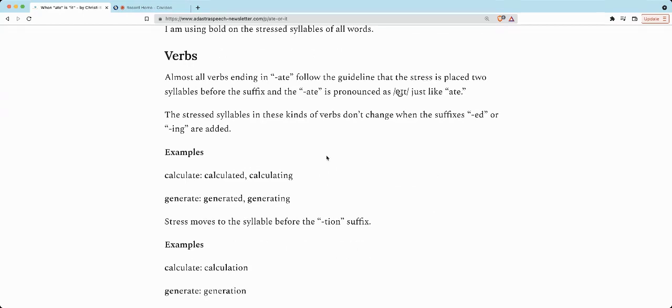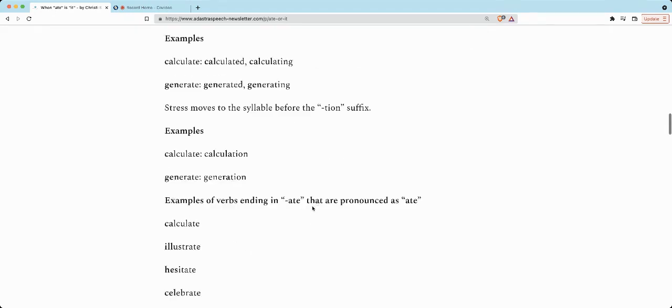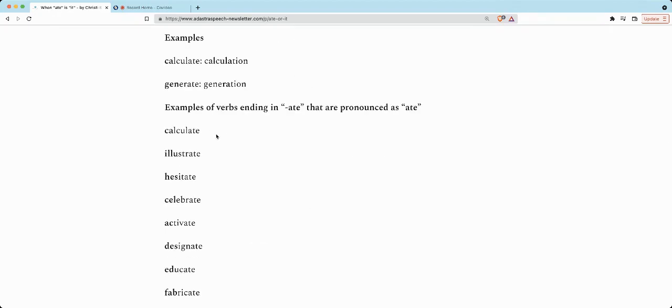Some of them don't even change when the suffixes ed or ing are added. For example, calculate, calculated, calculating. Generate, generated, generating. And then the stress will move when the shun suffix is added. The syllable before is almost always stressed. Calculation, generation. And then there's a bunch of words that are spelled ATE and they sound like ATE.